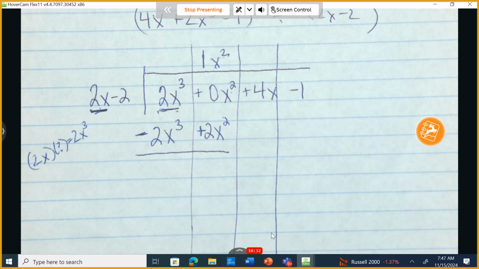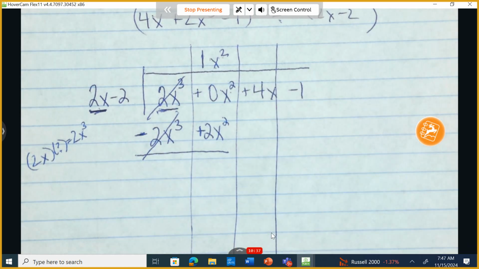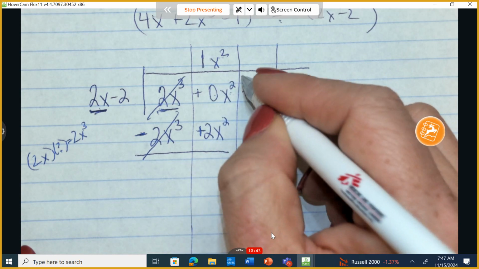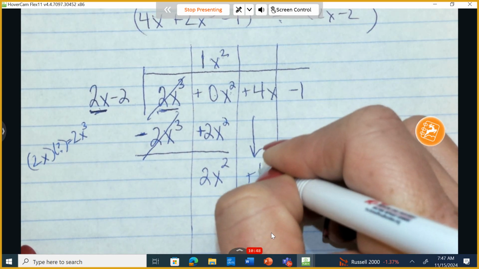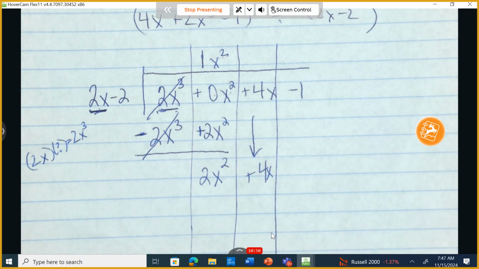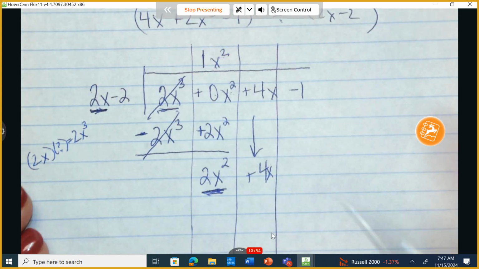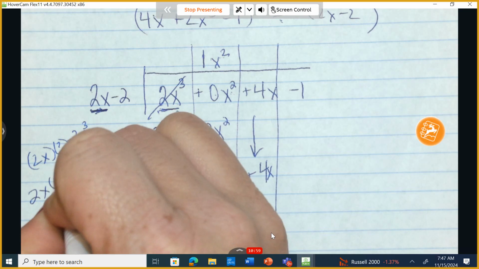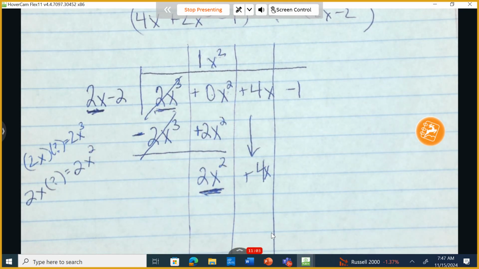Okay, let's add straight down. Positive 2x cubed and negative 2x cubed are additive inverses, they disappear. Positive 0x squared and positive 2x squared is 2x squared, bringing down one term. We start the process all over again. Please underline and underline. And if you're a visual learner like myself, I have 2x, I need to multiply it by something, and I need to end up with 2x squared.